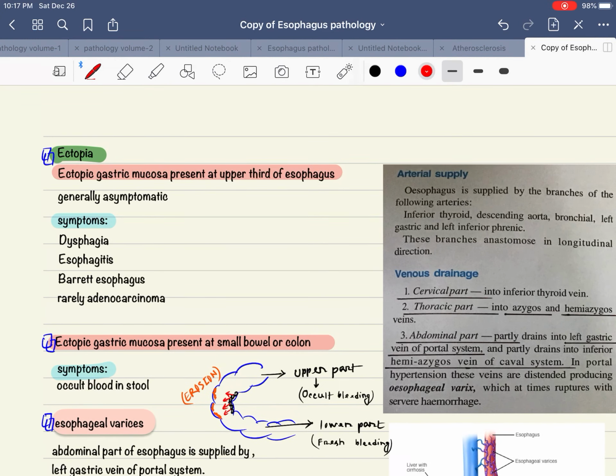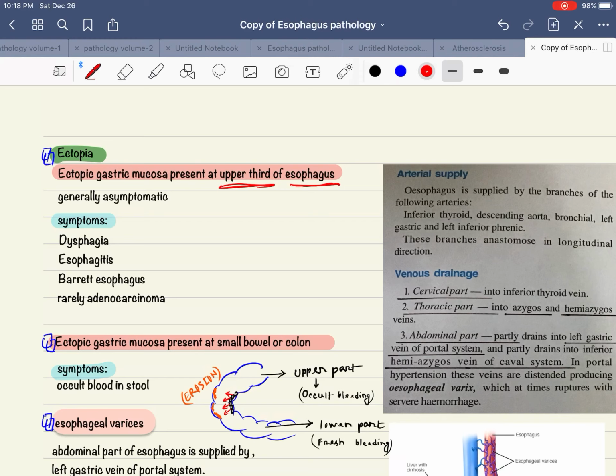Another is ectopia. We know that ectopia means something in an abnormal position. Suppose we know that gastric mucosa should remain within the stomach, but if this gastric mucosa is present in the upper 1/3 of the esophagus, then what will it cause? It will release the gastric acid, it will release the HCl. Our esophagus is not prepared for protecting itself from the gastric acid.